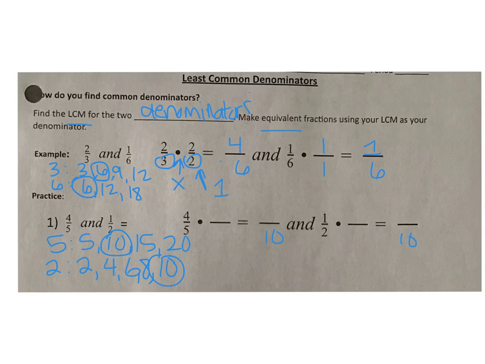So 5 times what gives me 10? Times 2. Whatever you do to the bottom, you got to do to the top, so times 2 on top. 4 times 2 gives me 8. 2 times what gives me 10? 2 times 5. Whatever you do to the bottom, you do to the top. So 2 times 5 is 10, and 1 times 5 is 5. So 4/5 equals 8/10, and 1/2 equals 5/10. Remember, we want to get the same denominator. That'll help us with what we're doing next week.